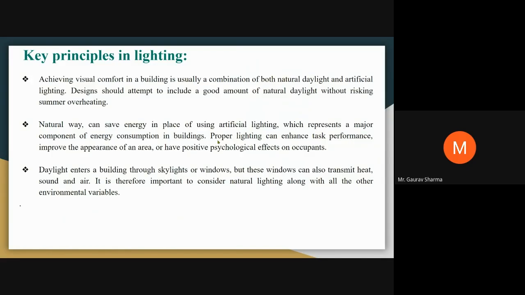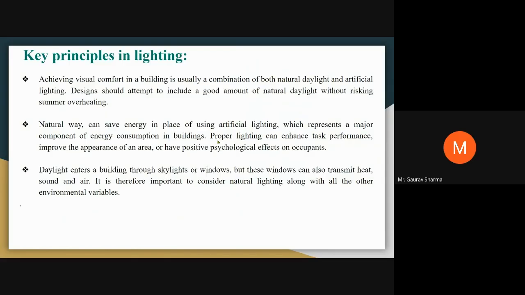So what is the natural way that we can save energy in place of using artificial lighting, which represents a major component of energy consumption in the building. So that is about the different sources we have studied. Something more is there: daylight enters a building through skylights and windows, so it is very important for you. But windows can also transmit heat, so we have to be careful about it. Sound and air are also possibly coming from the window side, so you should consider these aspects too. It is therefore important to consider natural lighting along with all the other environmental variables.